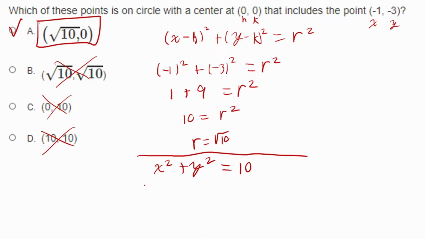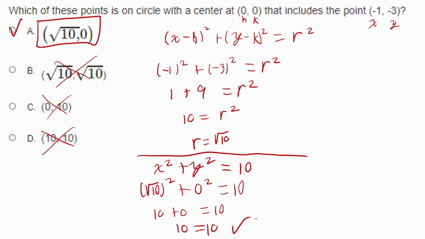If you plugged it in, you get (radical 10)² + 0² = 10. Radical 10 squared is equal to 10, plus 0 equals 10. So then we get 10 equals 10, and we know that that's true. So that's how that would work. But if you didn't know that, you could plug all of them into a calculator and double check your work.